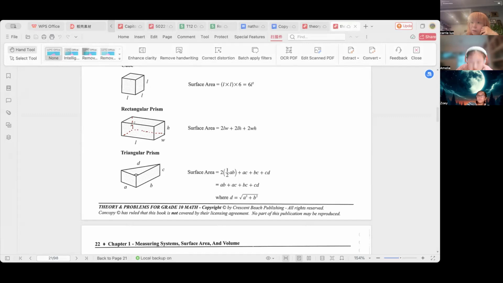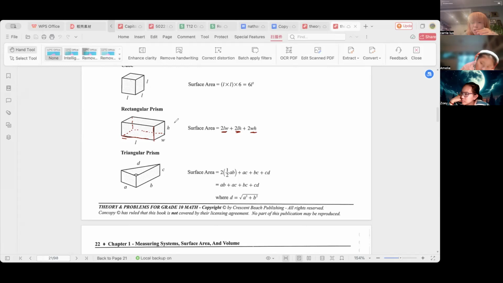Get it? So let's see. So the front is the 长乘以高，对不对？ The length times height, which is L times H. And the left side and right side will be width times height. And the top and the bottom will be length times width.